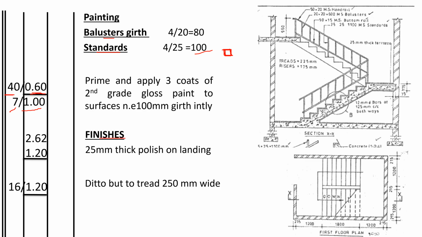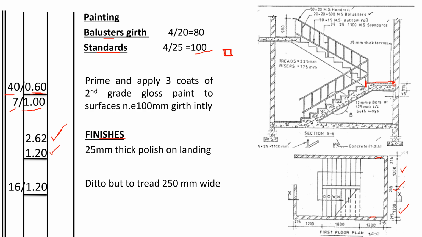We go to finishes. 25 millimeters thick polish on landing. What is the width of the landing? The width of the landing, it's from here up to here, up to where the internal wall is. So it's 1.2. Then for the length, we shall take from the internal wall to the internal wall, 1200 plus 215 plus 1200. We shall get 2.62. All right.